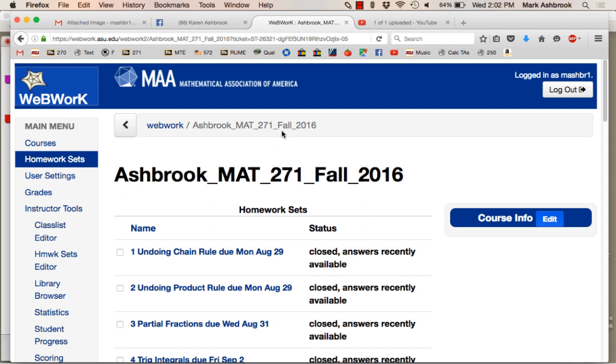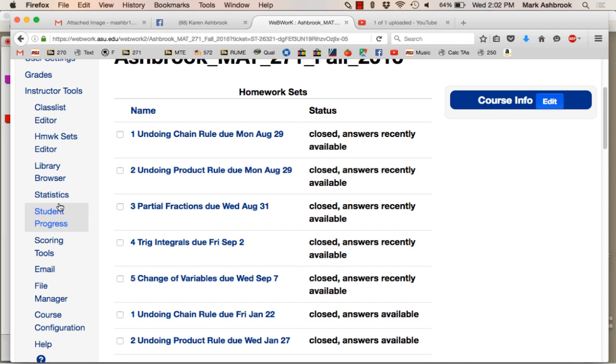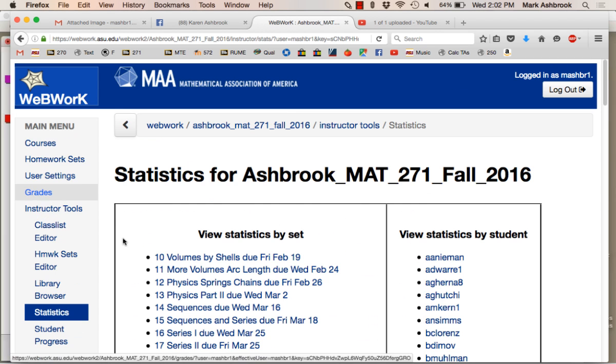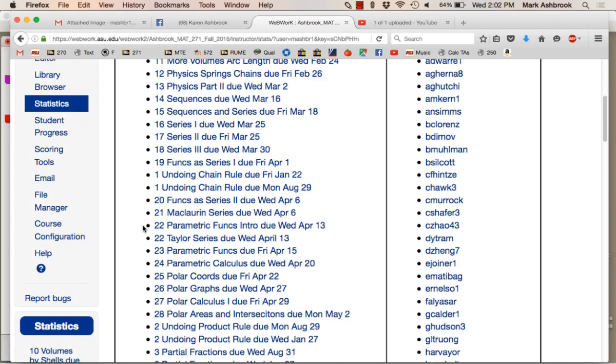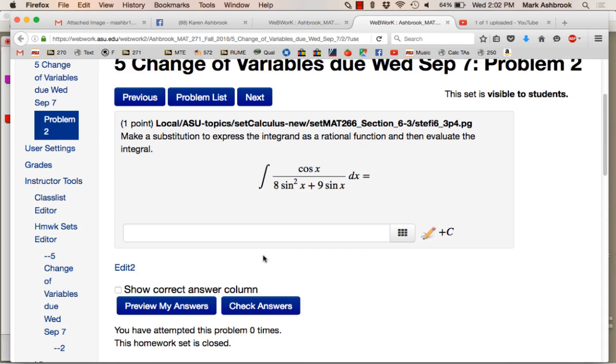Okay, let's do some examples from the homework. That cause a little more difficulty. See number 5. This one. Let's look at number 2. Okay, this one.